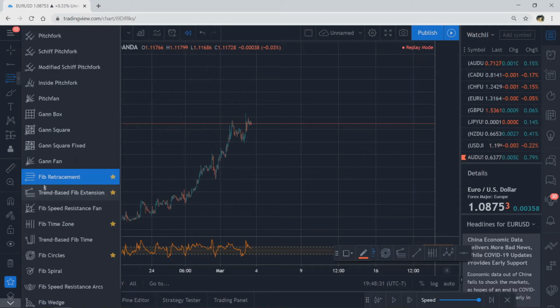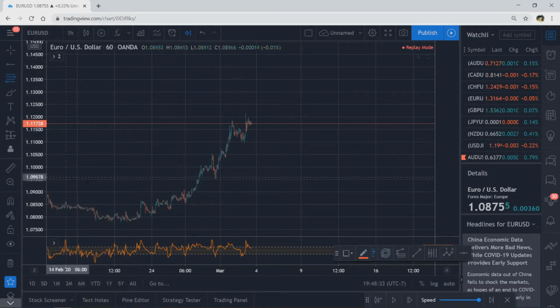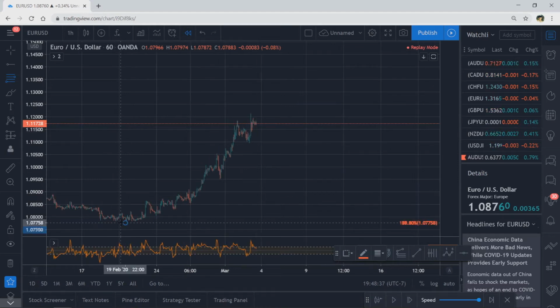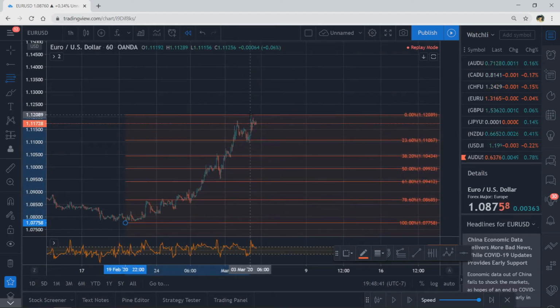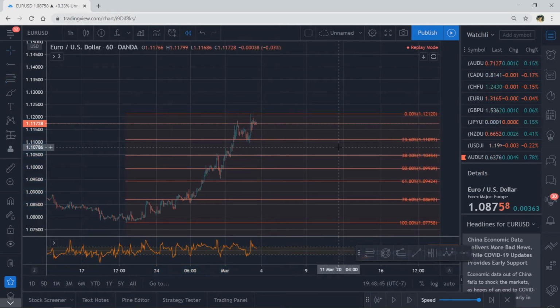So I go to the tab, I select my tool, Fib Retracement, and what I do is I start at the very bottom, the lowest point, and I take it to the highest point in the market. So right about there. Boom. I like to go to the candlesticks. It really depends on the trader. Some traders start at the bars, some go to whatever. All that matters is that you stay consistent.